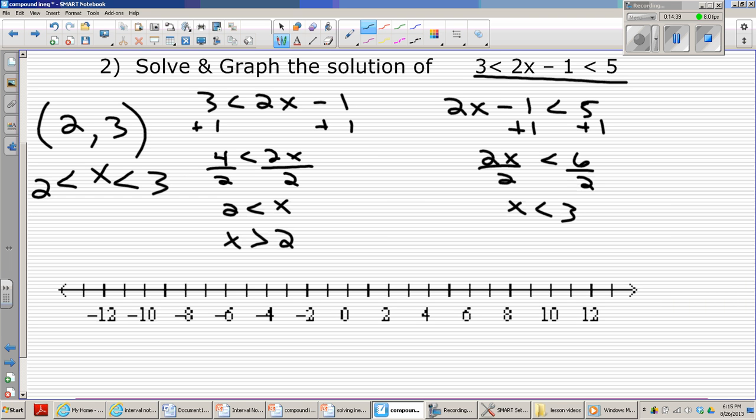Lastly, we put a graph. x greater than 2, open circle, pointing right. x less than 3, open circle, pointing left. Where do these two graphs overlap? Just in this area here. Open circle, open circle, between. We look at our compound inequality, x is between. So that graph makes sense, that we have something between.